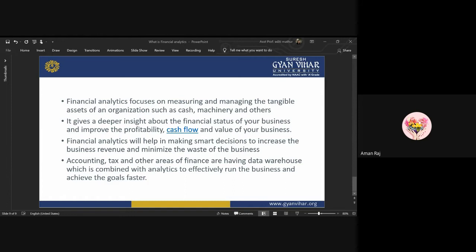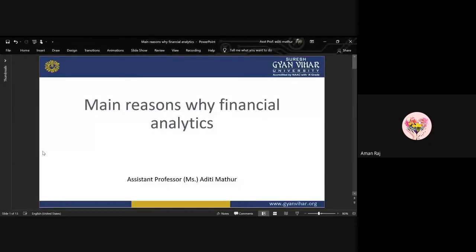Ma'am, first one, I have a doubt like how financial analytics helps in managing the machineries. Okay, second. Ma'am, second one is that even by having lots of numbers of analytics implementations in real businesses, then also we see that many organizations suffer loss and come to an end that they shut down completely.